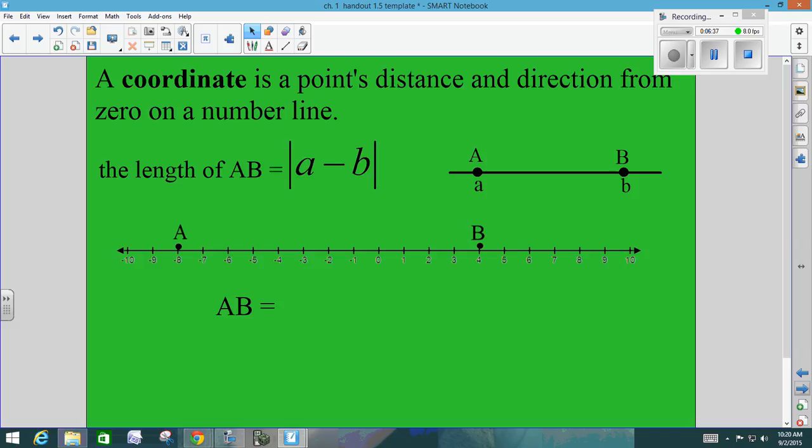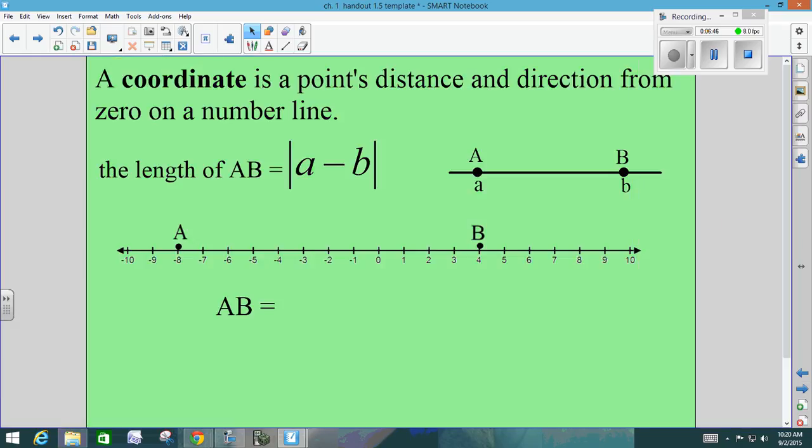All right, a coordinate is a point's distance and direction from 0 on a number line. A coordinate describes the distance and direction a point is on a number line from 0. So on my number line up here on the smartboard, or the whiteboard, L has a coordinate of 6. Someone describe to me how 6 is telling me the distance and direction from 0.